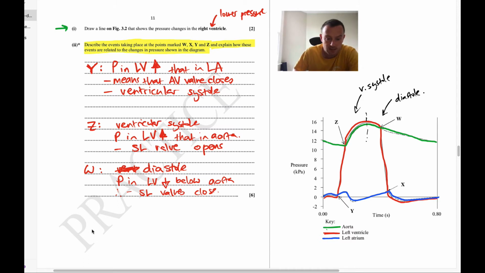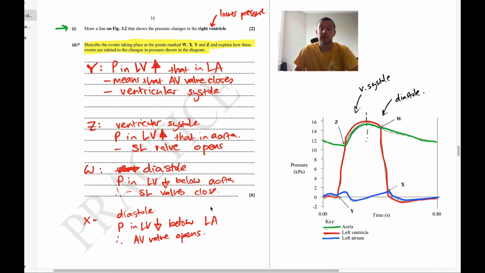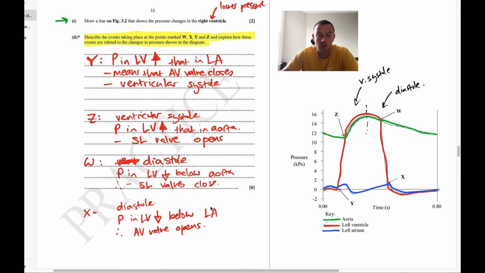And let's not forget X. In X, we're still in diastole, but now the pressure in the left ventricle has fallen below the left atrium, so therefore the AV valve opens, allowing blood to flow from the atrium back into the ventricle. Okay, so I've talked about everything there. That's what you need to do. So hopefully that's kind of pinpointed where you've gone wrong or where you didn't get the maximum number of marks.